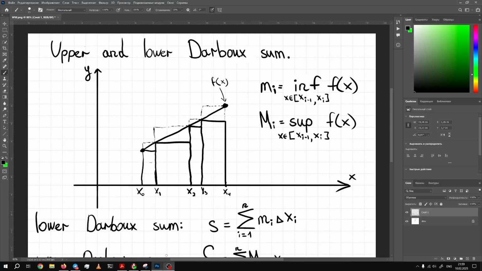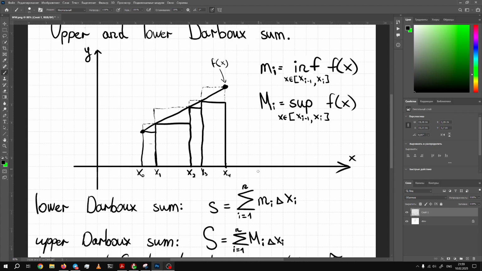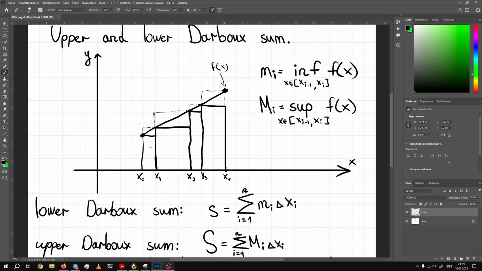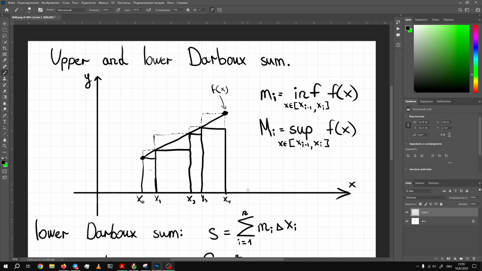Hello everyone, in today's video I will explain what the upper and lower Darboux sum is. As you can see in these two formulas, it might look very difficult, but it's actually really easy. So let me explain.